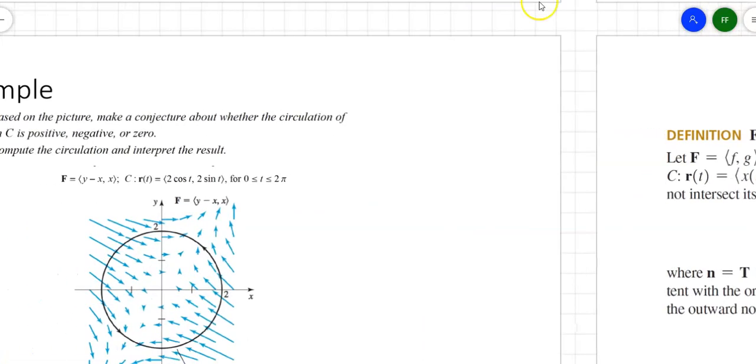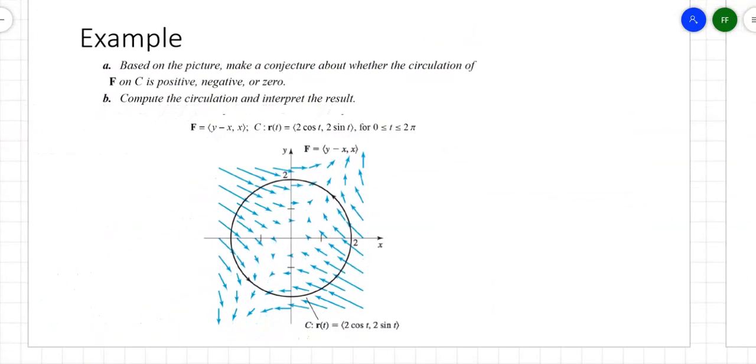Right, let's take a look at this example over here. So I said, based on the picture, make a conjecture about whether you think the circulation is positive, negative, or 0. So the curve is going this way, right? There's the direction, so the curve is going that way. So those blue vectors, do they seem to be mostly going in the direction of the curve, right? You got some on the right side over here that are definitely going in the direction of the curve. You got some vectors on the other side that are definitely pushing against the curve. You've got some that are going outward from the curve up.